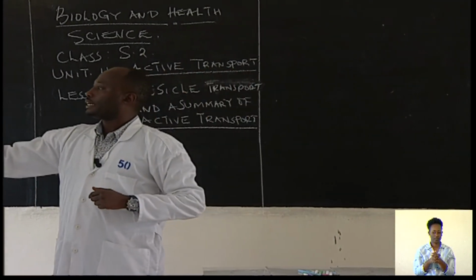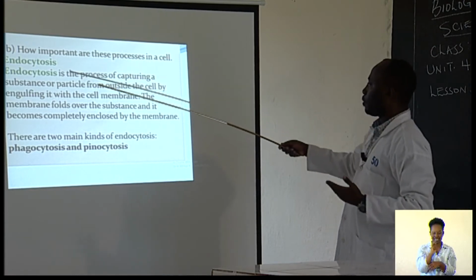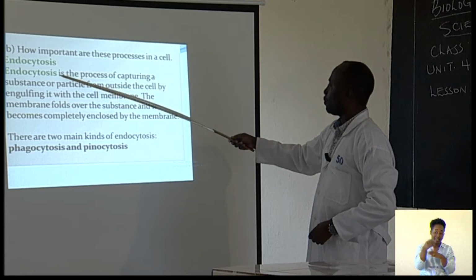How important are these processes in a cell? Take an example, how endocytosis is very important to a cell. As I mentioned earlier, endocytosis and exocytosis are called vesicle transports. They transport large molecules, and these large molecules are needed by a cell if it is to survive. Let's talk about the importance of endocytosis.